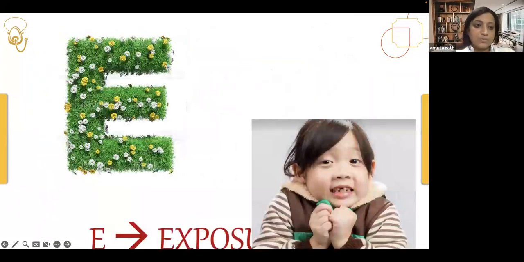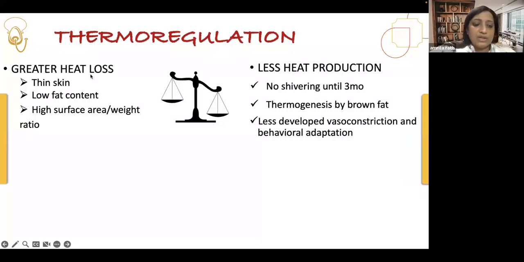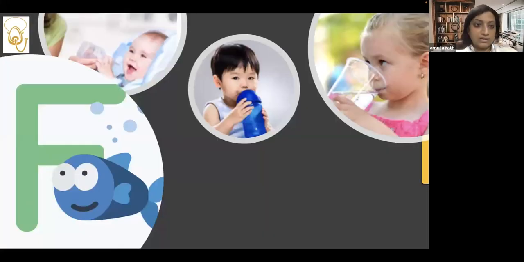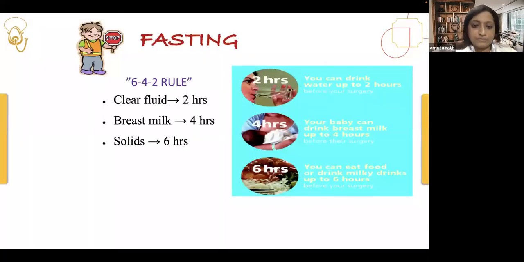Then E comes the exposure. They have greater heat loss because of the thin skin, low fat content, and high surface area ratio. At the same time, their heat production is less because there is no shivering up to 3 months, thermogenesis is predominantly by brown fat, and they have a less developed vascular and behavioral adaptation. I will stop here. I will talk about this point in a better way in another PPT. Just remember the temperature part as of now.